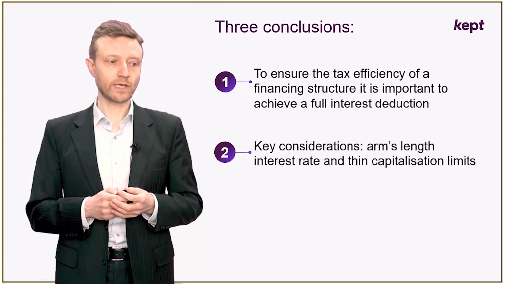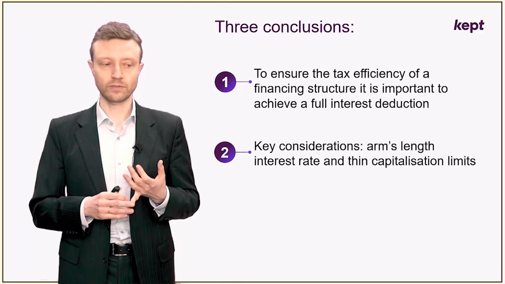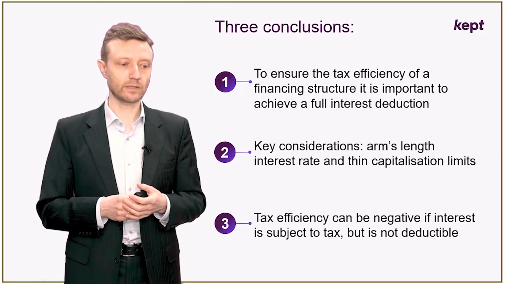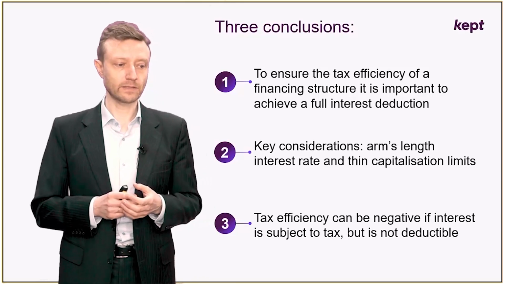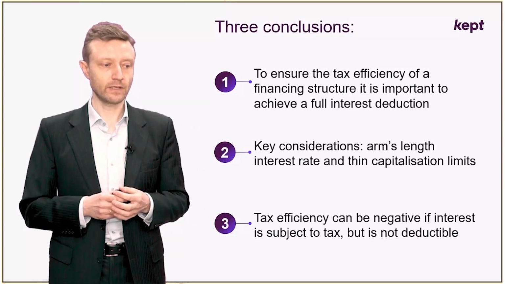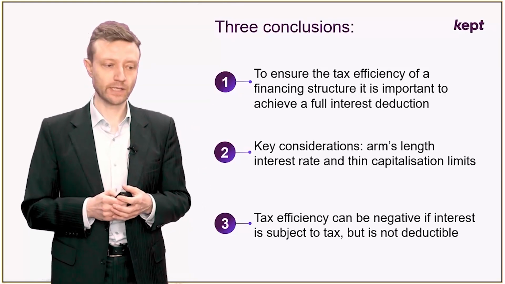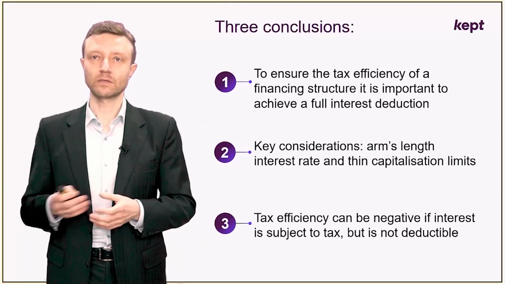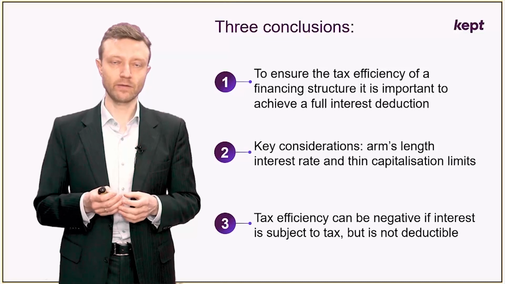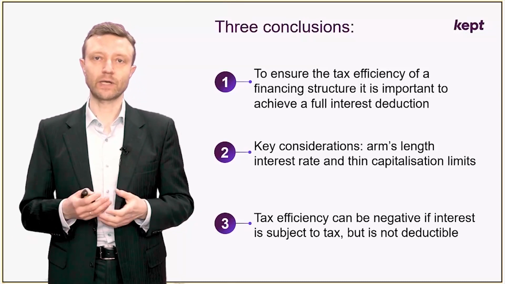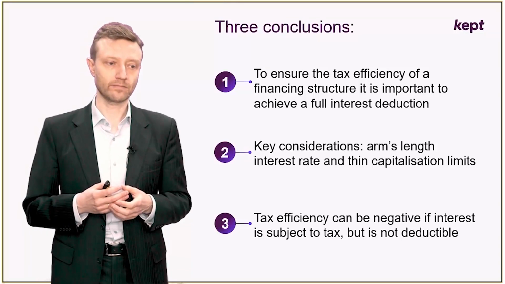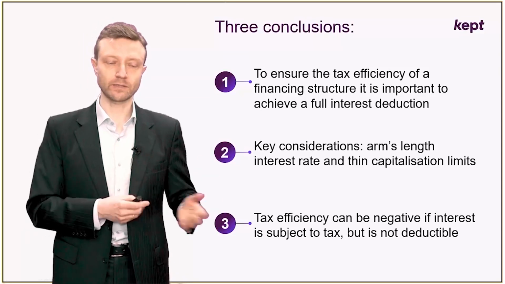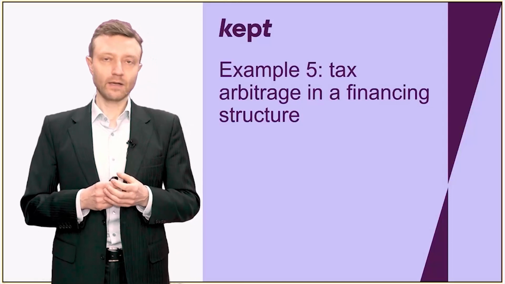Achieving a full interest deduction is important. Key considerations, as I said, are the arm's length interest rate and thin capitalization limits. Tax efficiency can even be negative if interest is subject to tax but is not deductible. In our example, if it was taxed in Hong Kong but wasn't deducted in Russia, then we achieve a sort of reverse result. It's anti-tax planning, where we do not deduct but have to tax income.